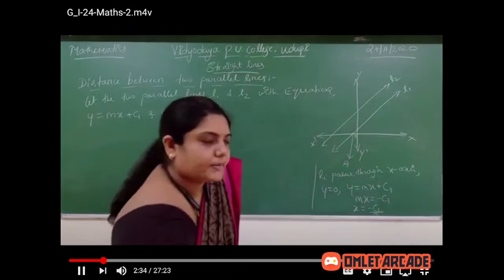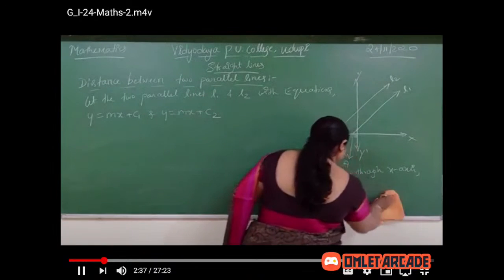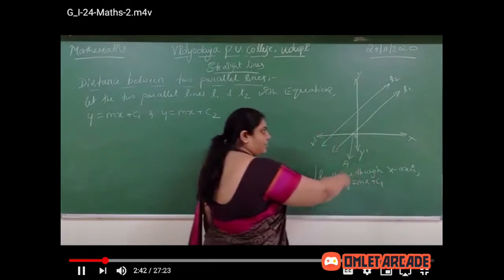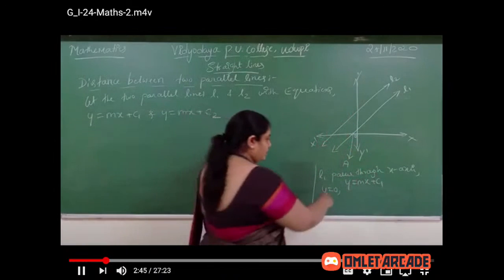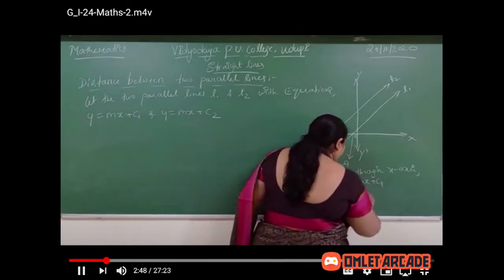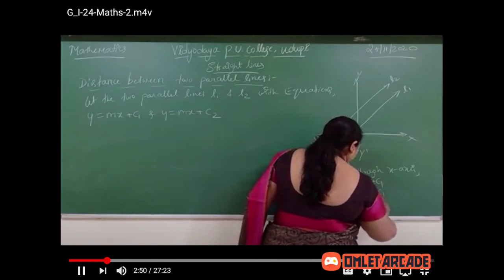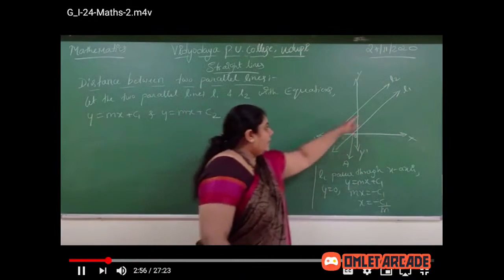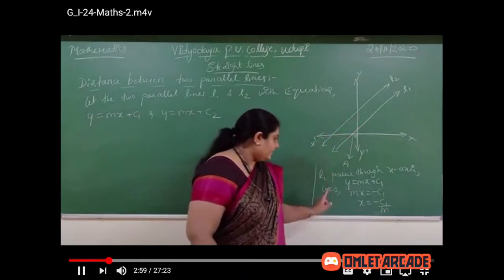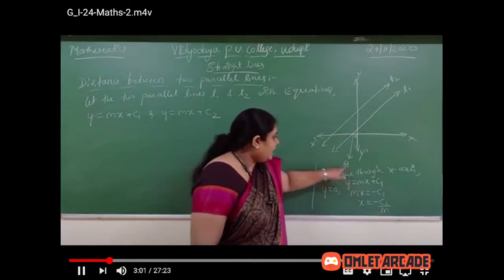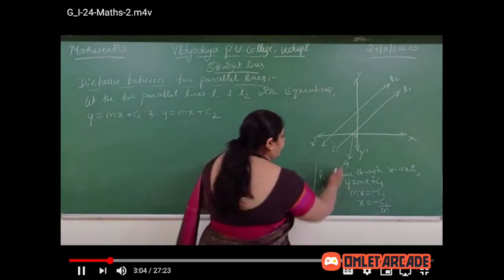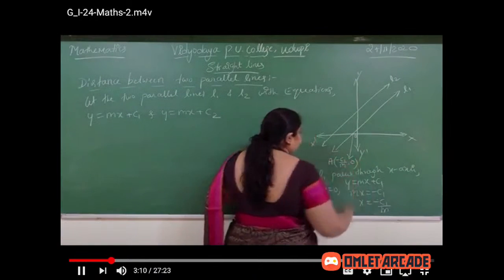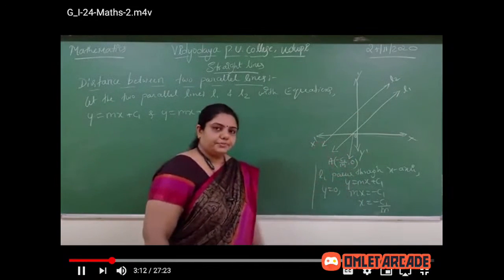Am I right? See, y is equal to mx plus c1. This is the equation of the first straight line. When you substitute y is equal to 0 here, it will be mx is equal to minus c1. So x is equal to minus c1 by m. Am I right? When line L1 passes through the x-axis, here y will be 0 and x will be this. So can I take the coordinates of A as, let me write the coordinates of A here, A of minus c1 by m, comma 0.